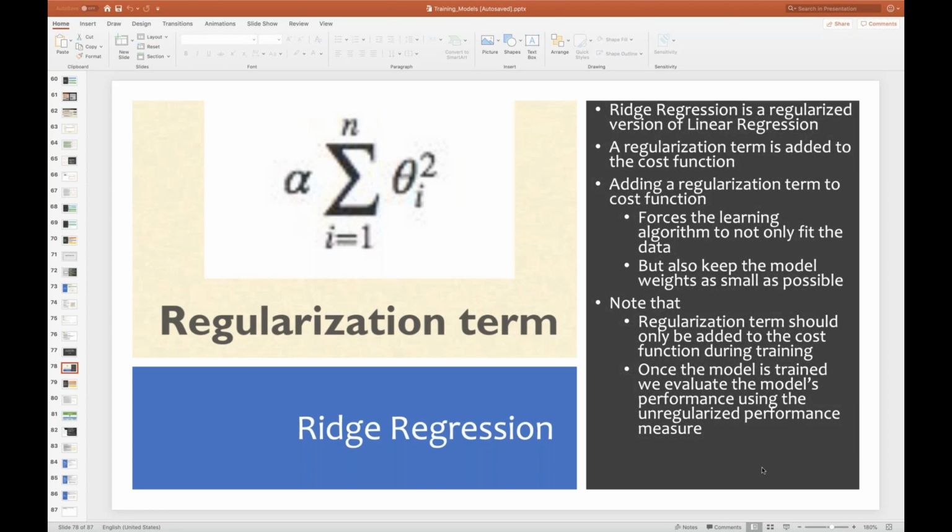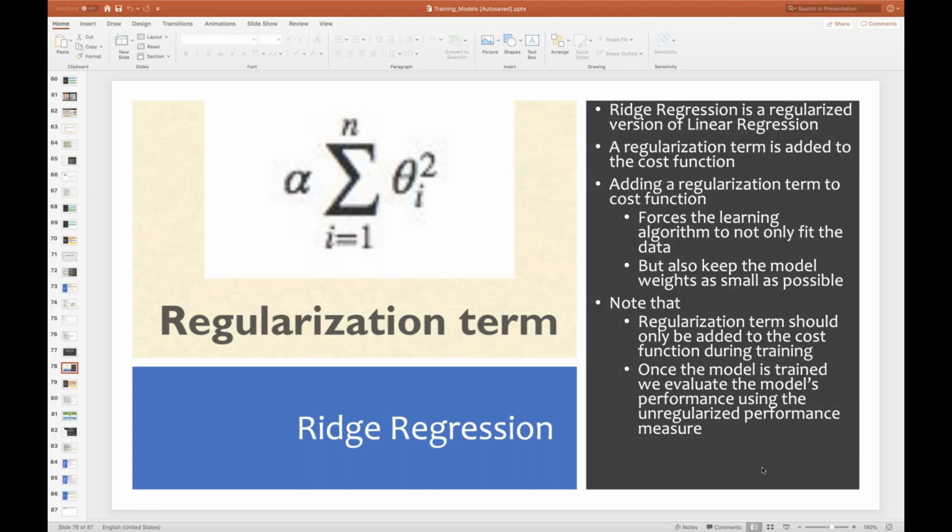If you're talking about regularization in the interviews, you will do the regularization process only during the training process. Once the model is trained, the model performance should be evaluated using the non-regularized measure. Before the model is trained, you can use the cost function. But once the model is trained, we evaluate the model's performance using the unregularized performance measure. Simple. Now let's revise this one.